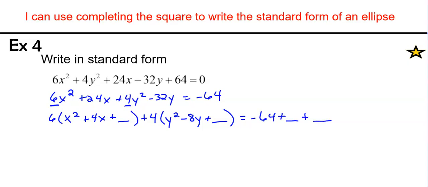And then 2 blanks on that side. Now take half of the middle term and square it. So half of 4 is 2. 2 squared is 4. Don't add 4 to the other side, though. Add 24.